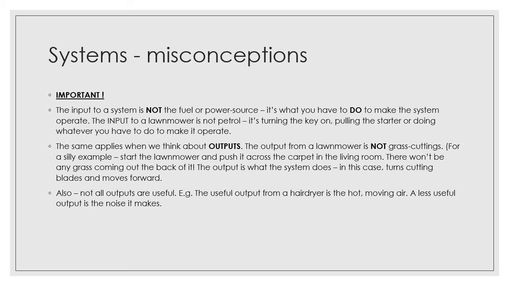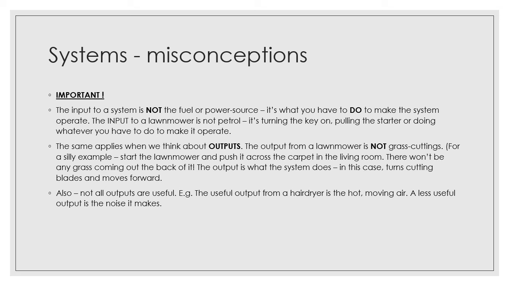We need to think carefully about outputs in the same way. Be careful to identify the output the system is producing, not the results of the output. For example, the lawnmower is a system where the output is the spinning blades or the mower moving forward. Whether the lawnmower cuts grass depends on where you are operating the lawnmower. If you push it across the carpet at home, it won't be cutting grass, it'll be cutting carpet. Don't try this at home.